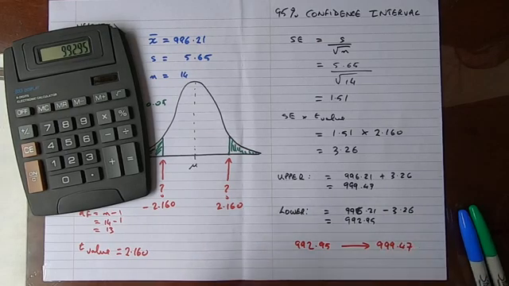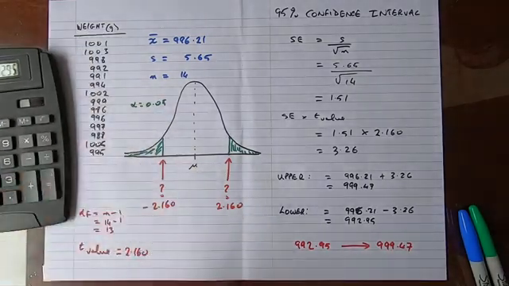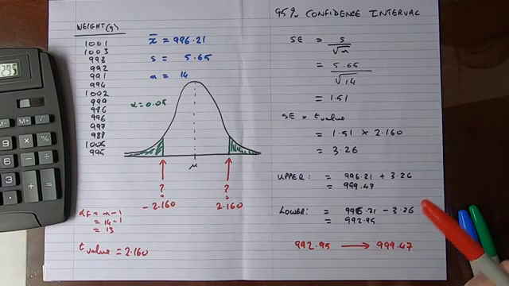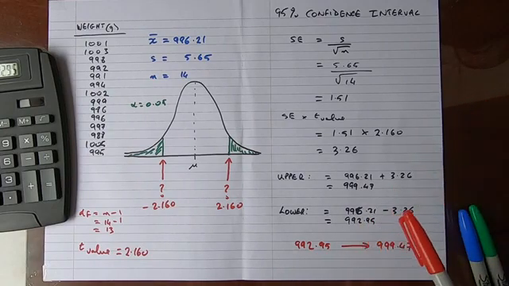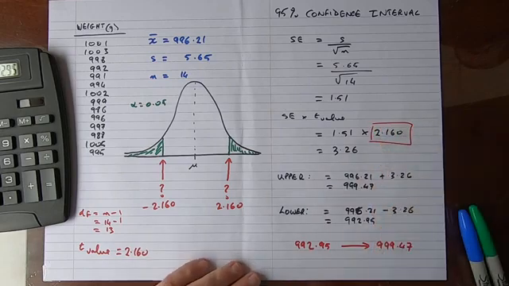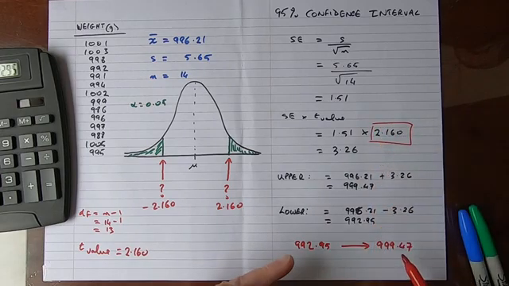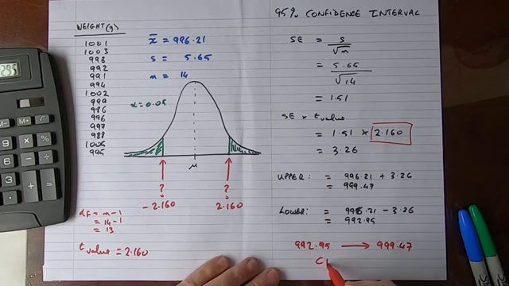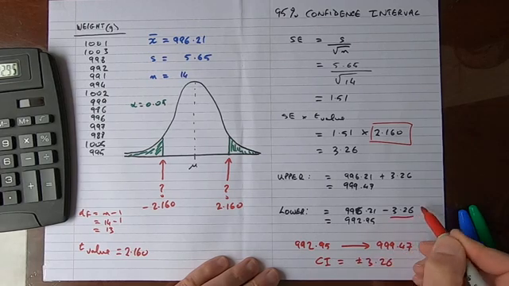So I can now say with 95% confidence that the population mean lies between these two values. If I wanted to do 99% confidence, the only thing that's going to be changed is this t-value over here. It will be a higher value for a 99% confidence, and this margin here will widen. So our CI here is equal to plus or minus 3.26. So that's this value here.